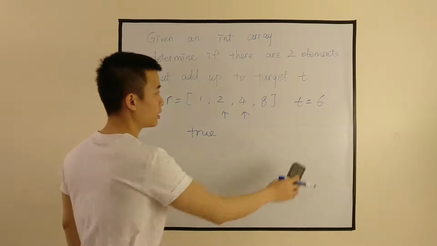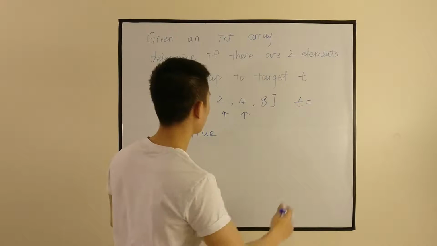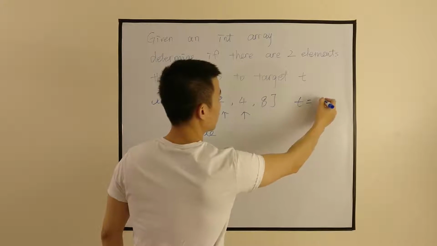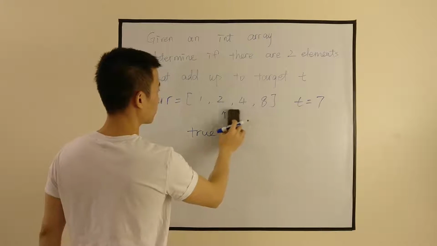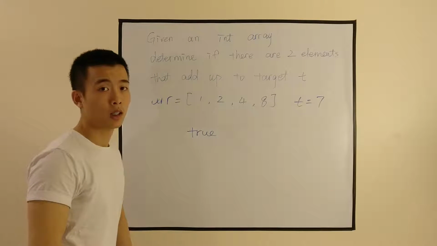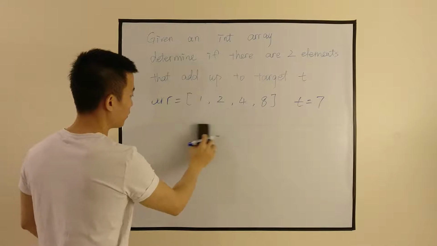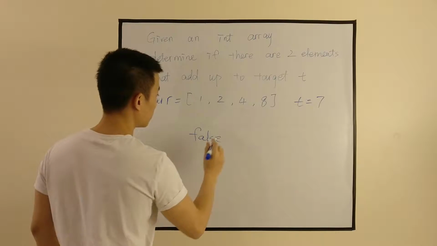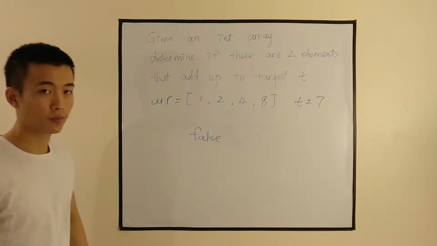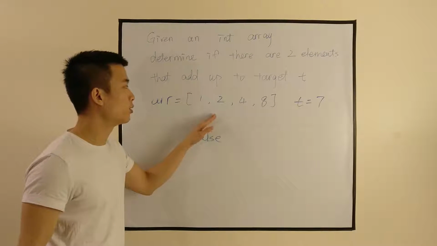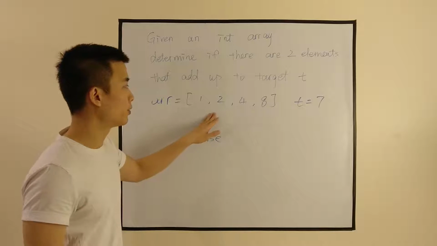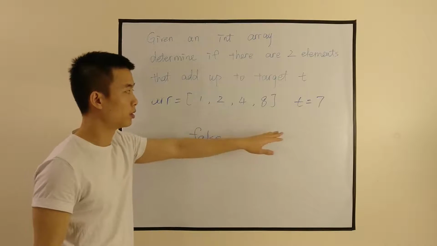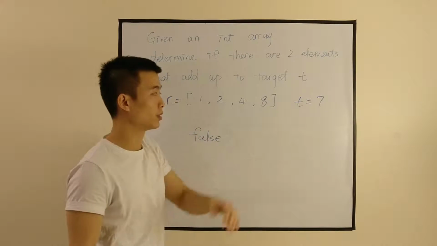However, if your target t is equal to, say, 7, in this case, your algorithm should return false, because there are no two values in the array that add up to the target t, which is 7.